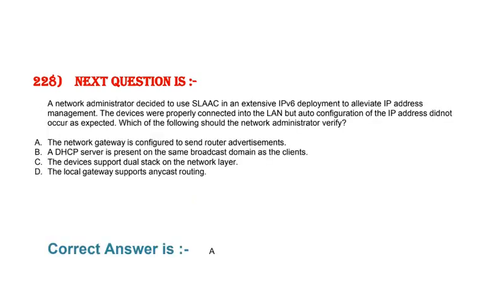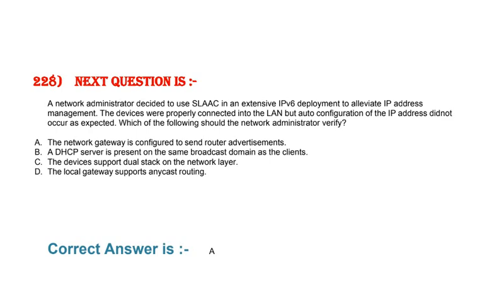Question is, a network administrator decided to use SLAAC in an extensive IPv6 deployment to alleviate IP address management. The devices were properly connected into the LAN, but auto-configuration of the IP address did not occur as expected. Which of the following should the network administrator verify?